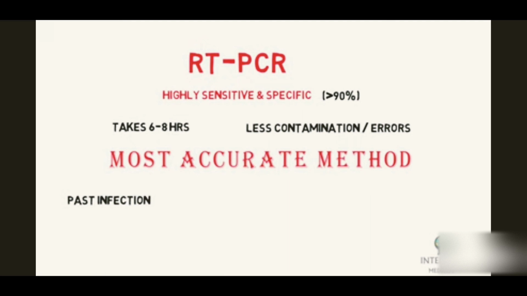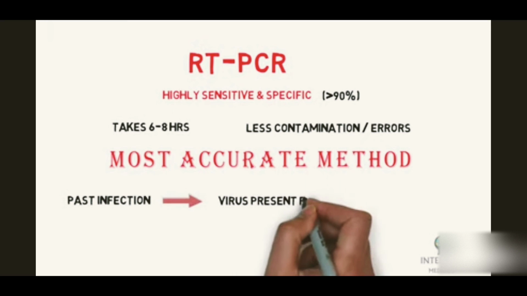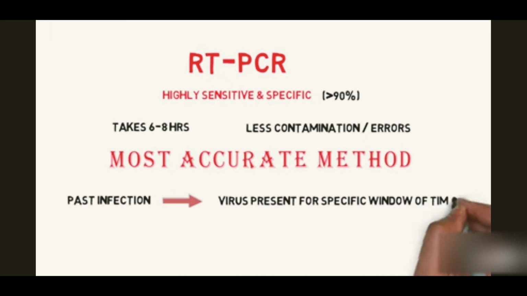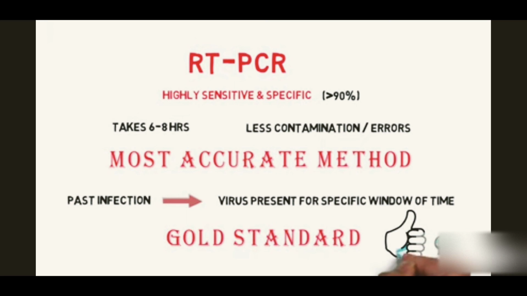It continues to be the most accurate method available for the detection of coronavirus or COVID-19. To detect past infection, which is important for understanding the development and spread of the virus, real-time RT-PCR cannot be used as the viruses are only present in the body for a specific window of time. So in the present time, RT-PCR is considered an ideal gold standard test for COVID-19. So this was all about diagnostic tests available for COVID-19.